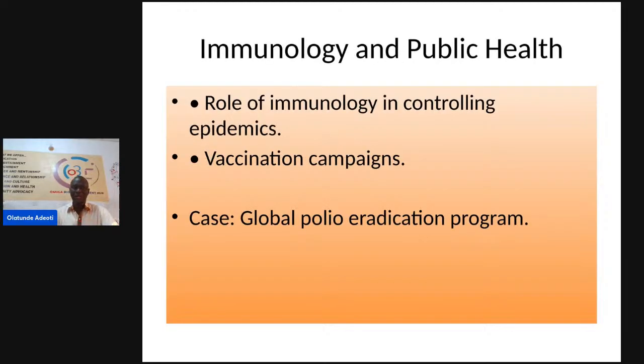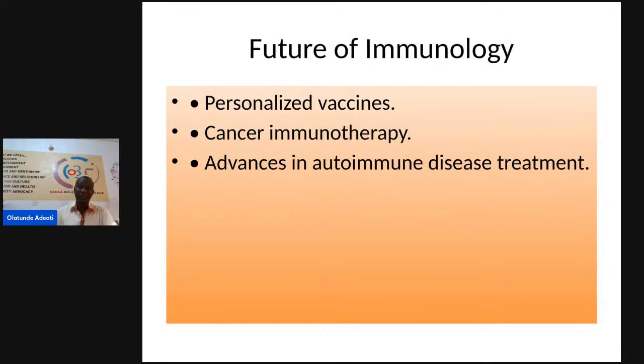Then immunology and public health. So what are the roles of immunology in controlling epidemiology? We are going to see this also in the course of going through this course. Then vaccine campaign, or vaccination campaign, is also very important. And what is the future of immunology? Is immunology still going to be relevant, or is it going to be phased out in no time?